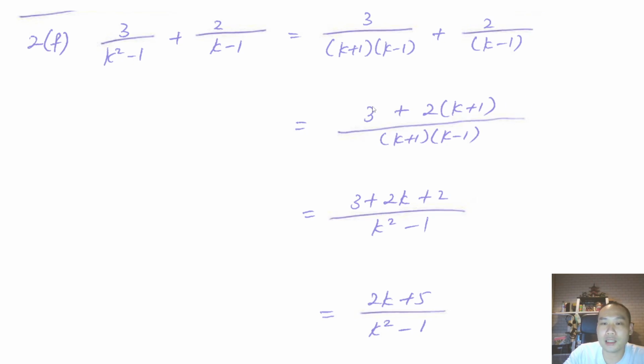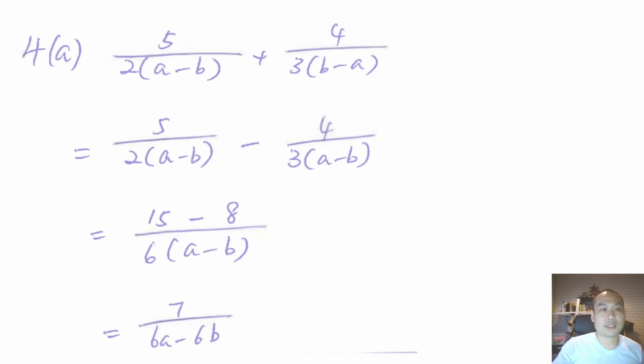So from here, same process again, expand out the numerator, that gives us 3 plus 2k plus 2. Putting them together gives us 2k plus 5. So that will be the numerator. The denominator, we already know. We can put it back into the expanded form. It's just k squared minus 1, and that gives us a final solution of 2k plus 5 over k squared minus 1.